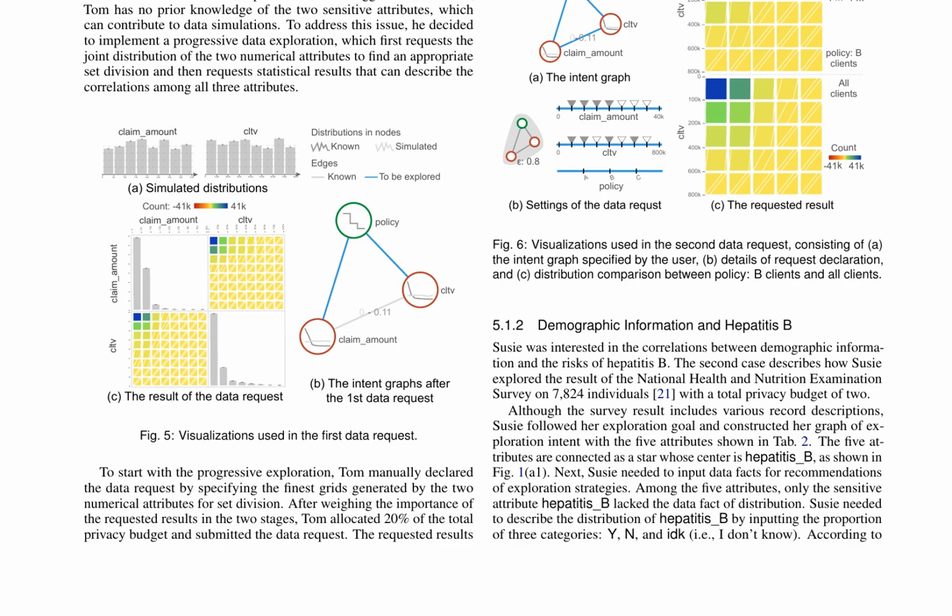Moreover, the study demonstrates how demographic information can be used to understand risks of hepatitis B using the National Health and Nutrition Examination Survey dataset. The authors constructed a star-shaped graph with hepatitis_B as the center and explored correlations between demographic information and the risks of hepatitis B.